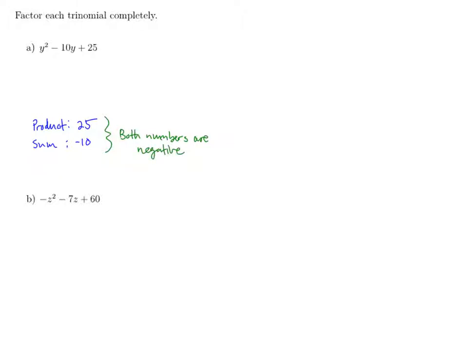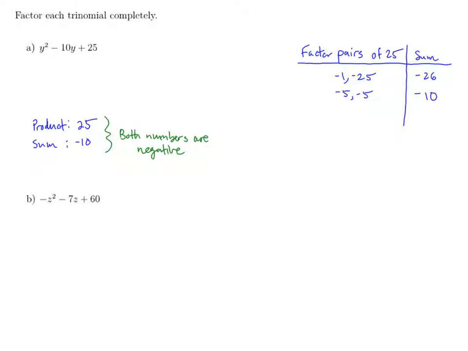To go about this systematically, we can make a table that involves the factor pairs of 25, and then we'll check what the sums of each of those pairs are. Okay, so factor pairs of 25, they both need to be negative. We could have negative 1 and negative 25. That would give us a sum of negative 26, which doesn't work. The only other factor pair we have is negative 5 and negative 5, which would have a product of positive 25 and a sum of negative 10. So those are the two numbers that we want.